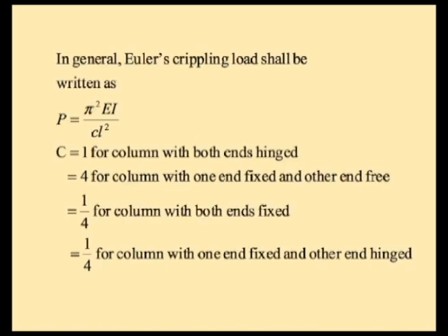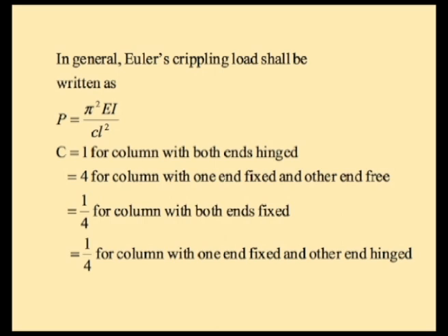Hence, we can write the basic formula of Euler's crippling load as pi squared E I by C L squared, where C depends on the different end conditions. So, C equal to 1 for a column with both ends hinged, that we have derived as the crippling load pi squared E I by L squared, that means C equal to 1 in case of a column with both ends hinged, and it is equal to 4 for a column with one end fixed and other end free. We have derived the crippling load as pi squared E I by 4 L squared in case of one end fixed and other end free.